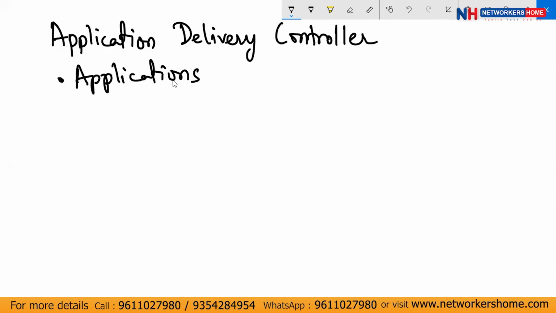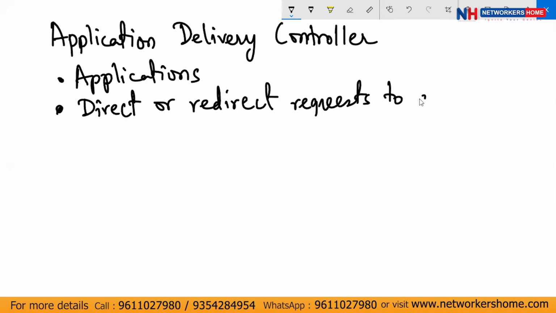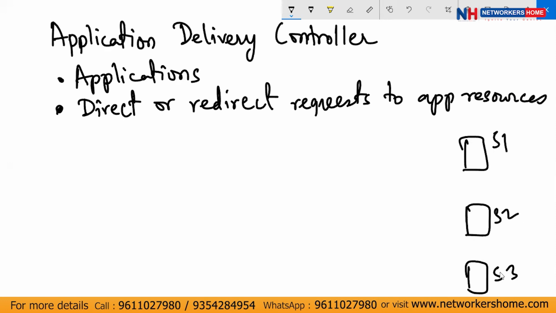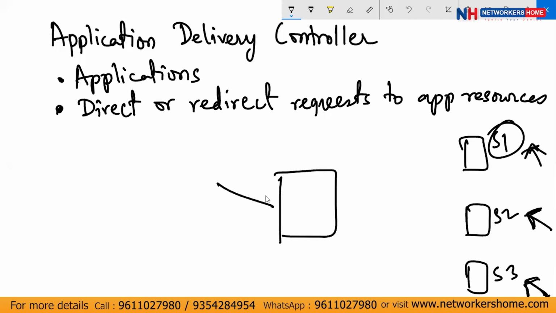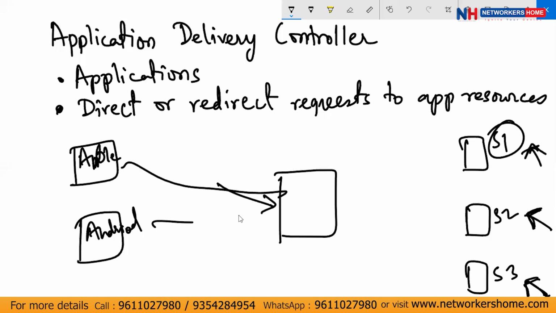Application Delivery Controller basically manages how your applications are being delivered. Whether at the backend there are 2 servers, there are 5 servers, what should be the load balancing method, how your requests are being delivered. It has the basic capability to direct or redirect requests to appropriate resources. So for example, let's say you have different servers. This server is optimized for Android users. This server is optimized for iPhone, Apple users. This server is for general other users. So now my requirement is, when any traffic hits my load balancer, if a user is requesting from Apple or is using an Android phone, my request should be directed towards the server which is optimized for that purpose.